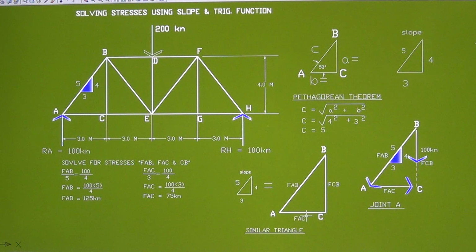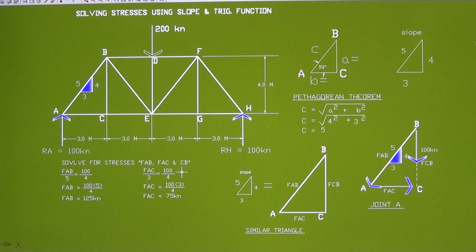FAC divided by the slope, horizontal slope there is 3, is equal to, again, equate the unknown to the known value. Your known value here is 1, which is just BC, 100, the reaction. You transfer the reaction here to form a complete triangle of forces. So we have the 100 right here. So it's equal to 100 divided by 4 right there.